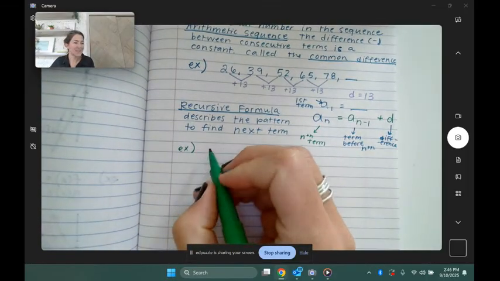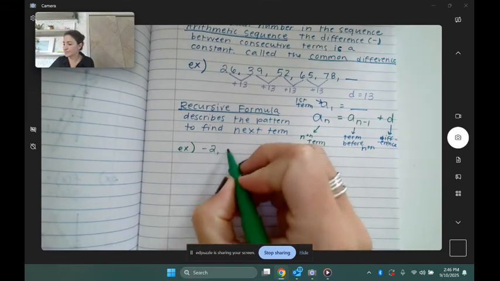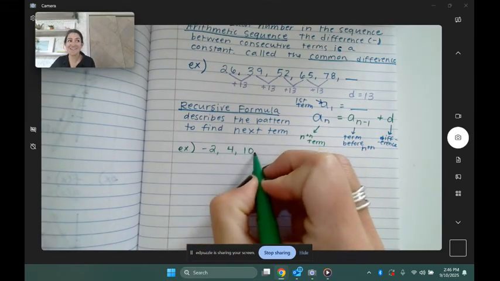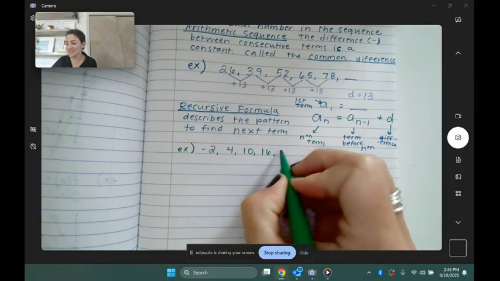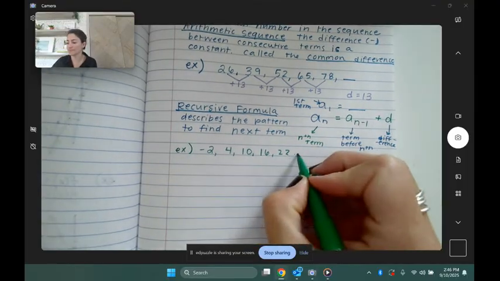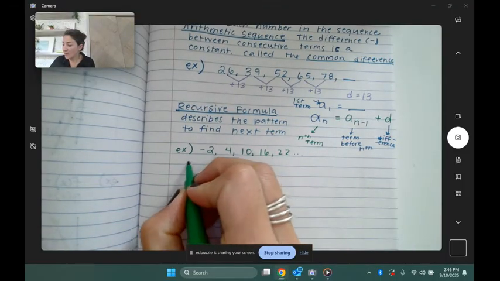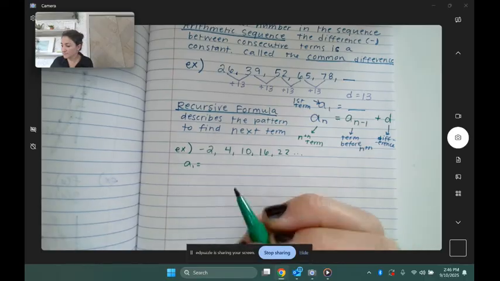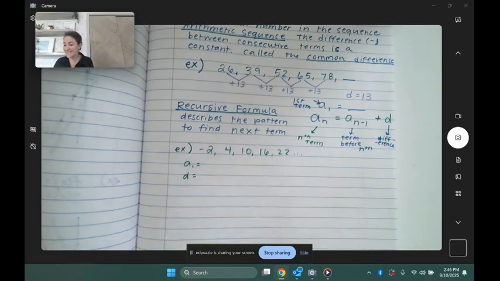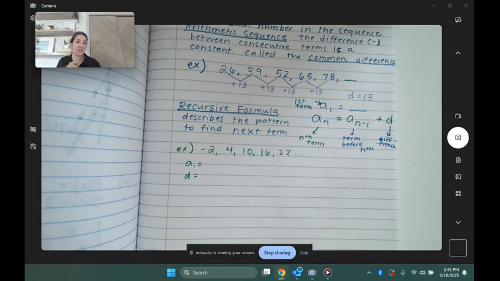So for example, -2, 4, 10, 16, 22. I want to write a recursive formula for this sequence. So I need a couple of things. I need what's my first term. I need what's my d. Those are kind of the two things you need for this formula.